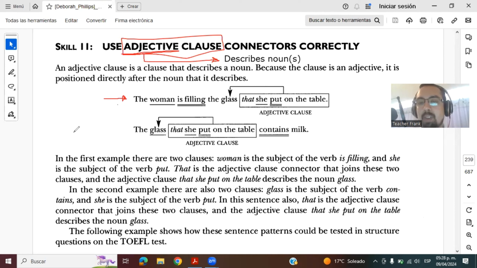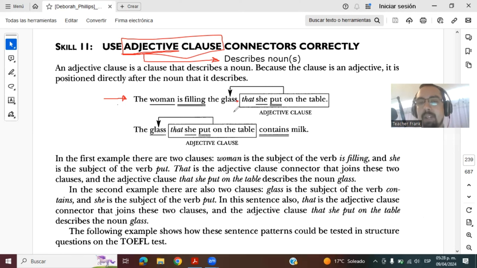In this case, it is describing an object. Let's look at it. The woman is filling the glass that she put on the table. So my first clause is the woman is filling, right? The woman subject, is filling verb. And then the glass is the object, right? Because it's after the verb. And technically the sentence could end there, right? I could put a period here. That's something important that we have to consider about adjective clauses. Adjective clauses are not necessary.